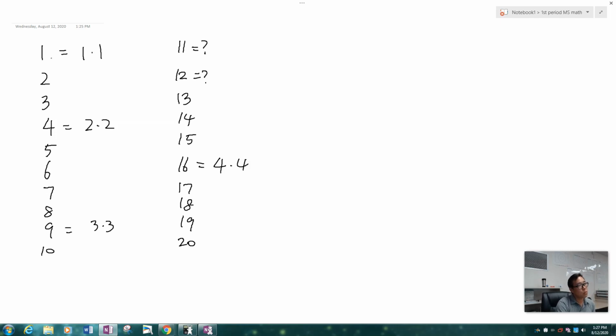1 times 1 is a perfect square because it's 1. 2 times 2 is 4. 3 times 3, 4 times 4. I'm going to write 5 times 5. Therefore, 25 is a perfect square. What about 6 times 6? Therefore, 36 is a perfect square. 7 times 7, 49 is a perfect square.